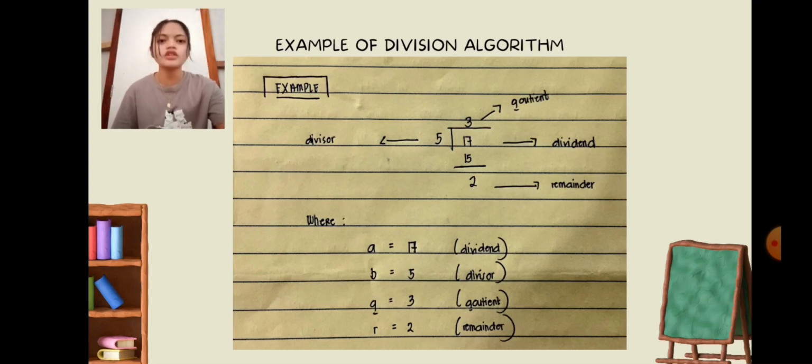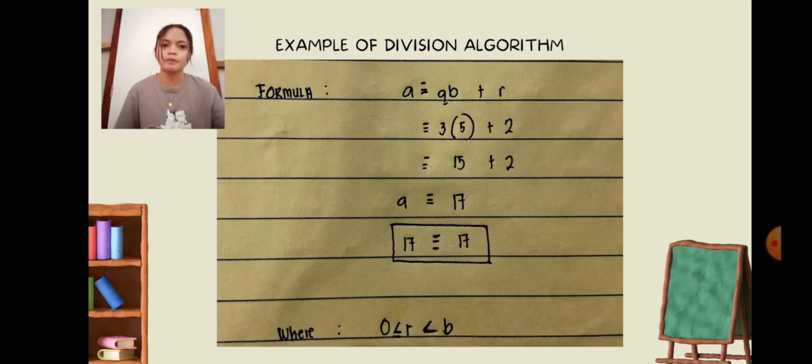To further understand, I have here some examples. Here is the formula we introduced: A equals QB plus R. Based on the picture I have given, Q is equivalent to 3. In 17 divided by 5, the quotient, the answer, is 3, times the divisor, which is 5, plus the remainder 2. So we have 5 times 3 equals 15, plus 2, 17. So we have concluded that the equation is congruent.